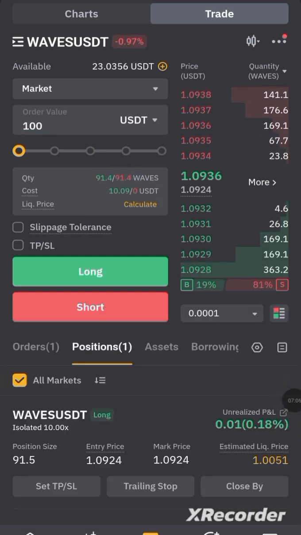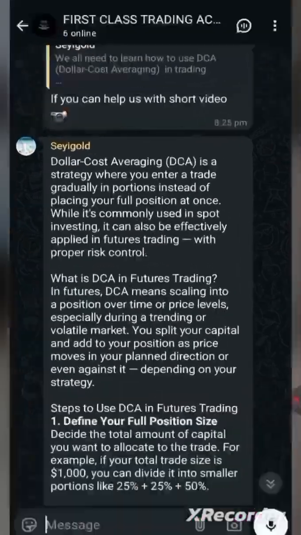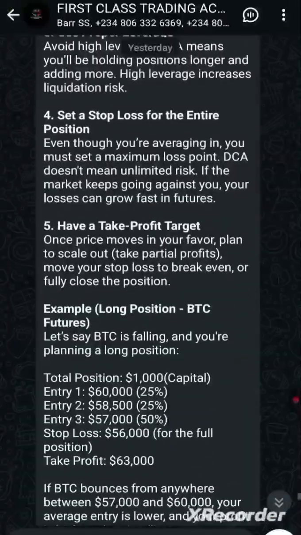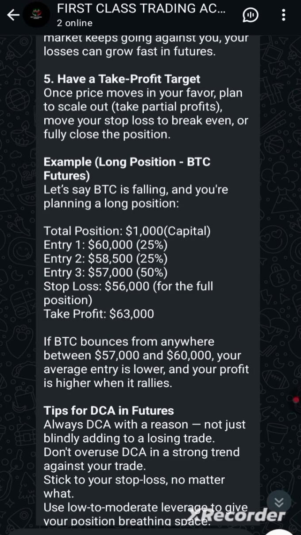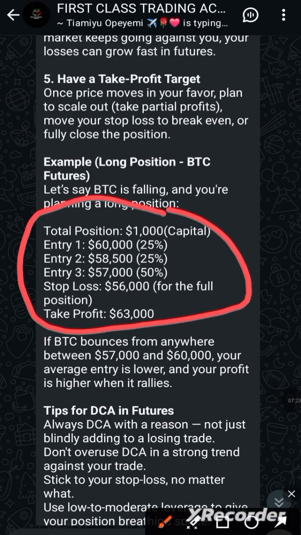And don't forget, the money you have in your account is what you are going to be using as the second entry point again, or the third entry point. I explained in the group chat yesterday that I used BTC as an example, which means that let's say you have about $1,000 capital in your account, and the first order amount you're going to use is 25%, the second one 25%, the third one 50%. By using this capital gradually, it's going to help you to stay long in this particular trade.